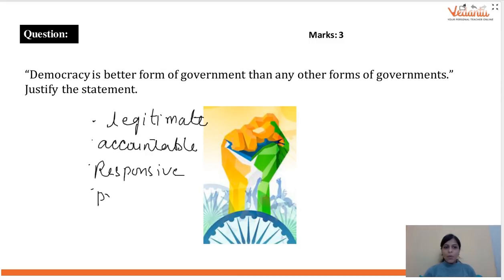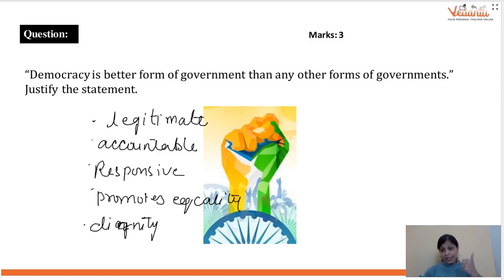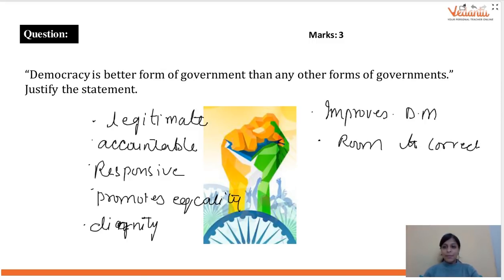Yes, then it promotes equality among the citizens. Yes, it enhances the dignity of the individual. Yes, it improves the decision making process. It does, and it also provides room to correct mistakes. So these are some of the basic points that you can take care of when you answer this.